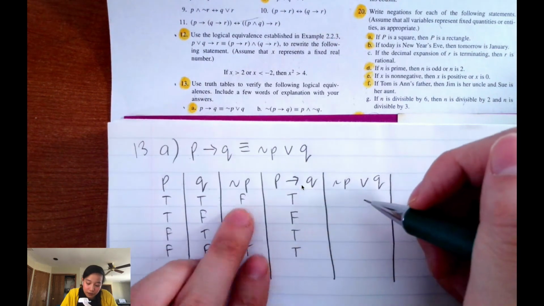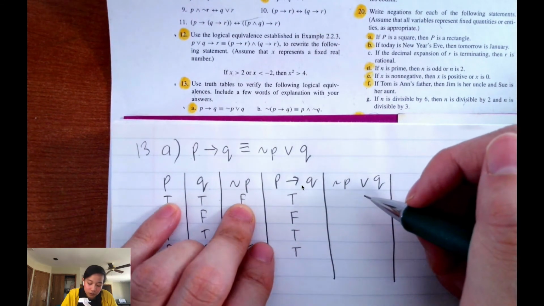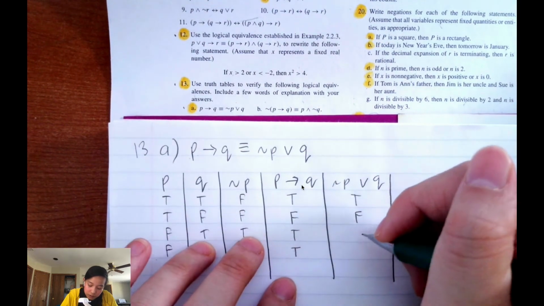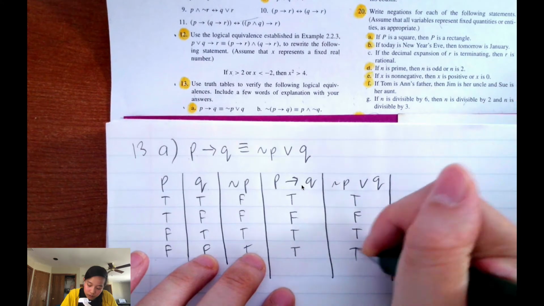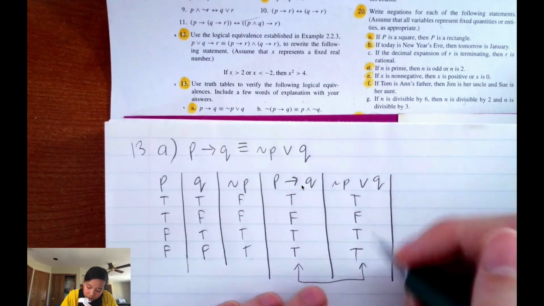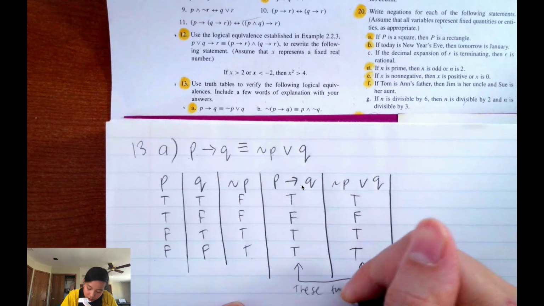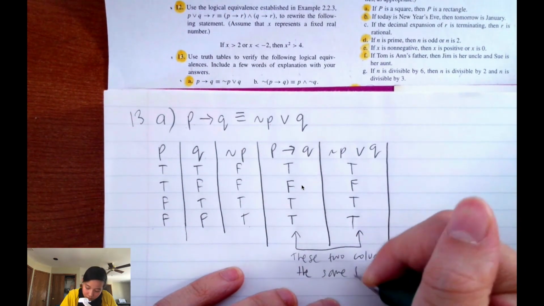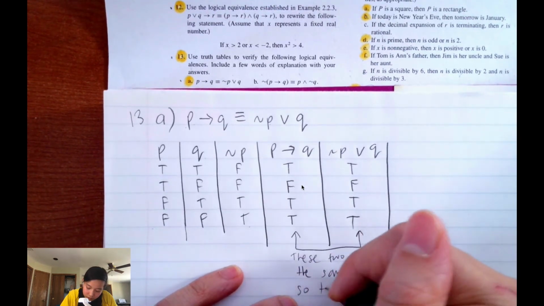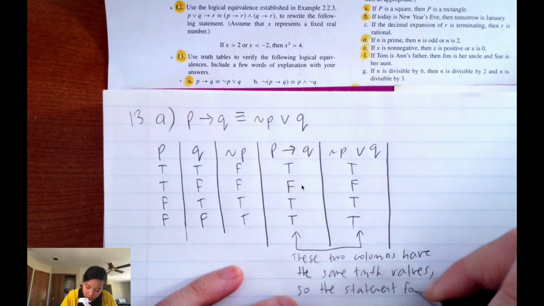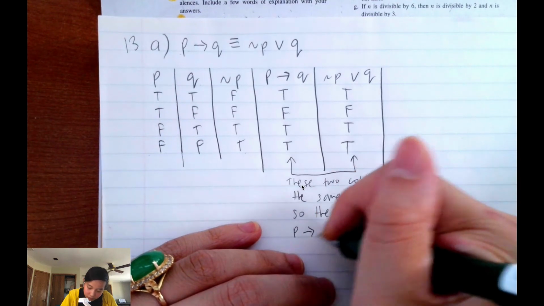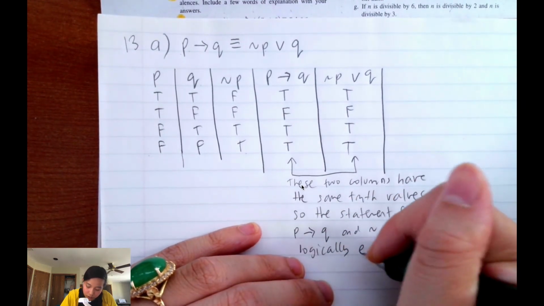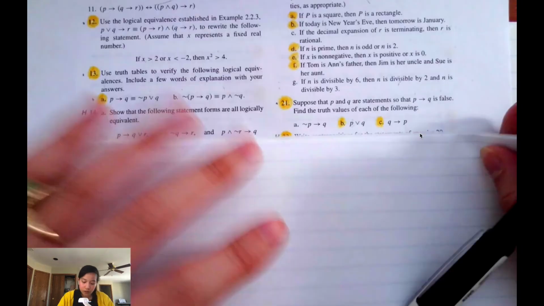Okay, and now let's compare the negation of P or Q. False or true is true, false or false is false, true or true is true, true or false is true. So these two columns have the same truth values. So the statement forms P implies Q and the negation of P or Q are logically equivalent. Yay!